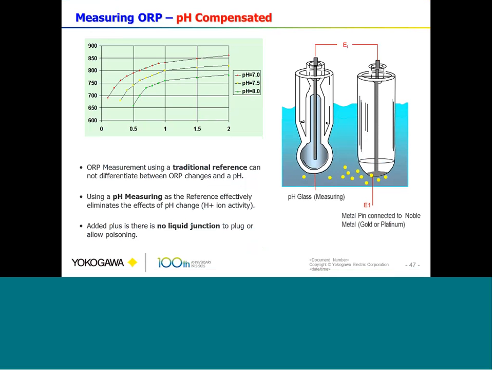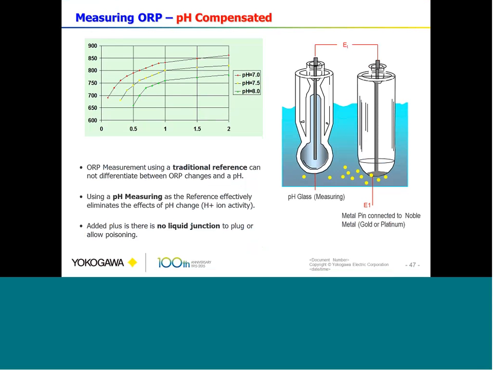And you can see here in the chart there's the same ORP solution, but at different pH values, and they're obviously not the same. And that's using a traditional reference. So somehow we would have to compensate for those differences with a pad and pencil, do the calculations and figure out what the actual ORP we're getting is. But if we were to put a pH measuring electrode as the reference electrode, it will basically eliminate those H plus ions, the pH changes, and ride on those, if you will, leaving only the ORP values.